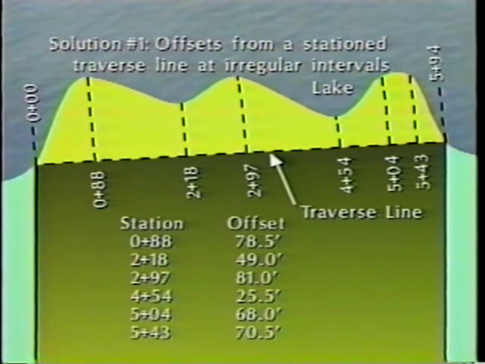This figure shows the stations and offsets. What we have to calculate using this data is, from left to right, a triangle, five trapezoids, and another triangle. Turn the video off and work this problem. The information on this screen is also in your workbook. After you have completed the problem, turn the video back on and we'll compare notes.